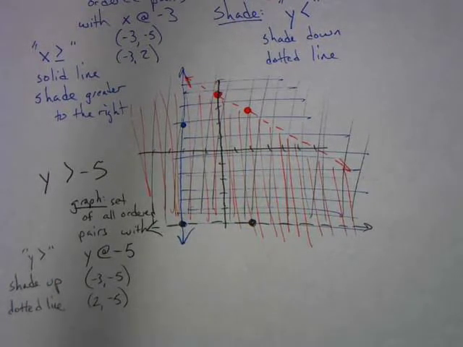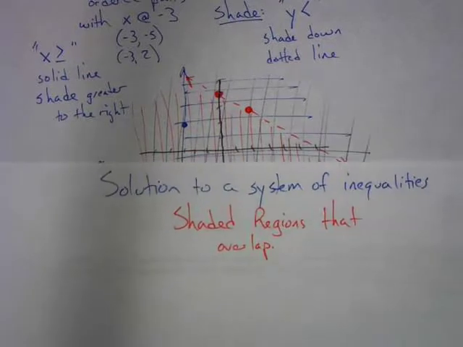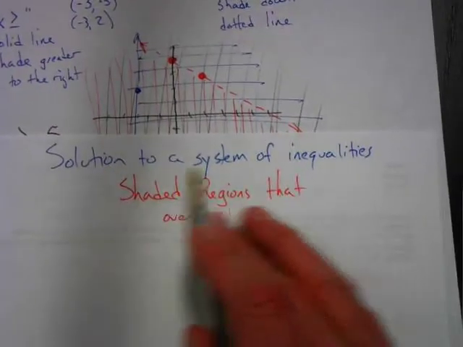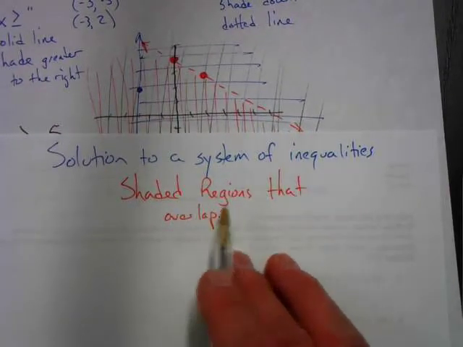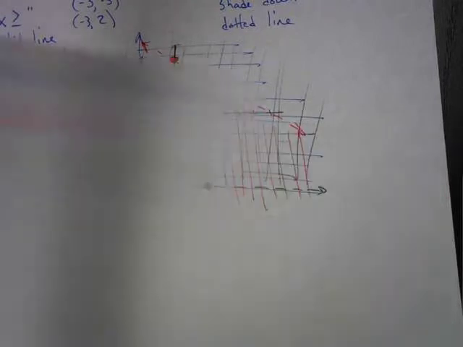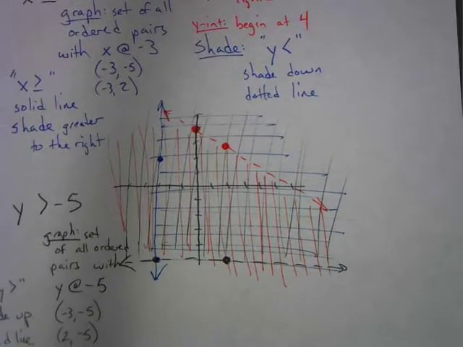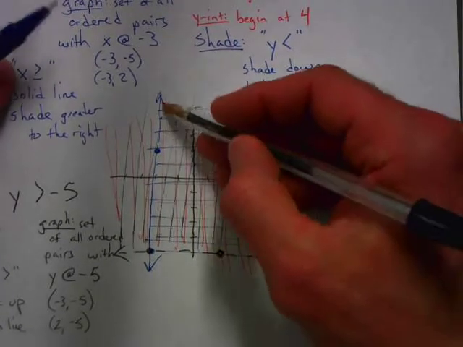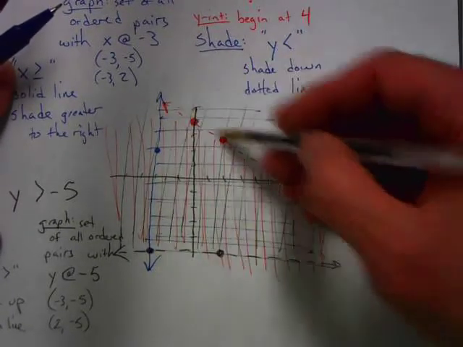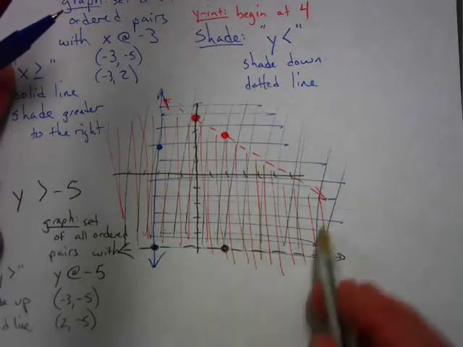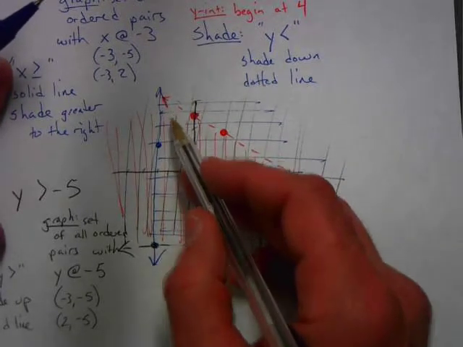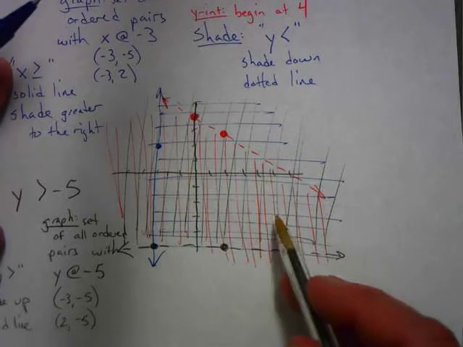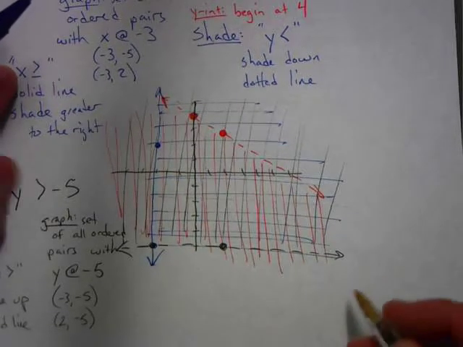So remember, we have all of these things we've just sketched, right? But the note: the solution to a system of inequalities is where all the shaded regions overlap. So we have three shaded regions in this picture. Where do they all overlap? You can see there's a boundary here, a boundary here, and a boundary here. All of the regions there have the blue ink, the red ink, and the black ink. So all three regions overlap there.